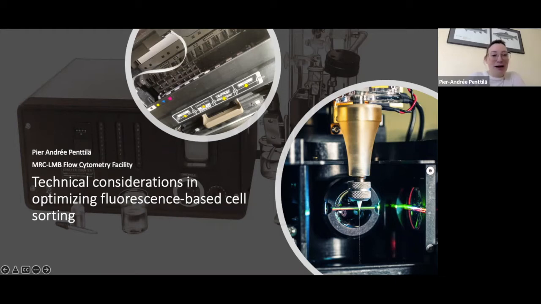Today I'm going to talk, actually as a follow-up to Fan's great talk about flow cytometry and her very in-depth discussion about that. I'm going to focus today on some of the technical considerations in optimizing fluorescence-based cell sorting. There are a number of different ways to sort cells, but for the purposes of today's talk, I'm going to focus on fluorescence-based, electrostatic, droplet-based sorting.